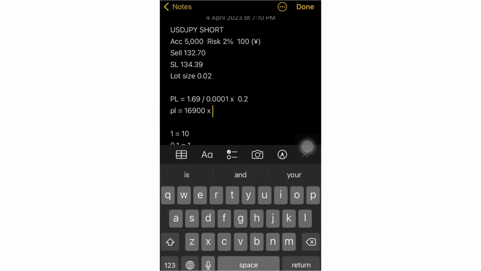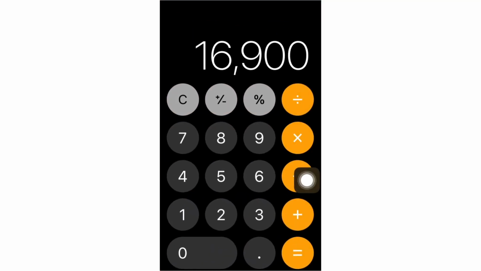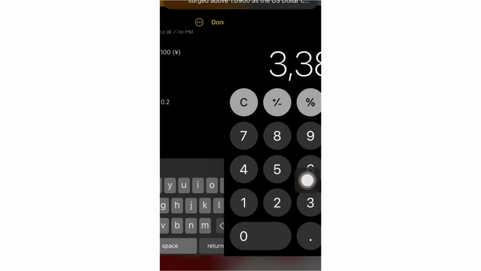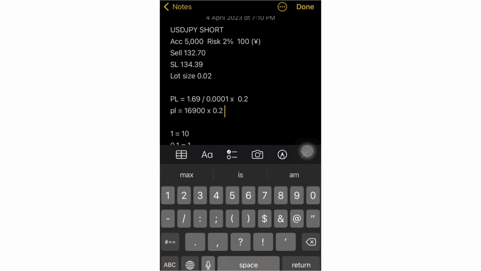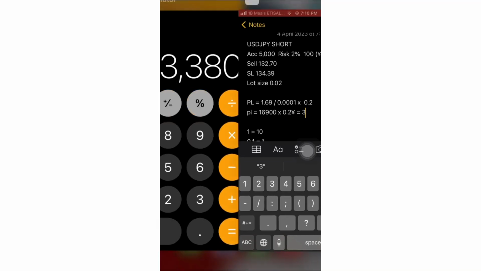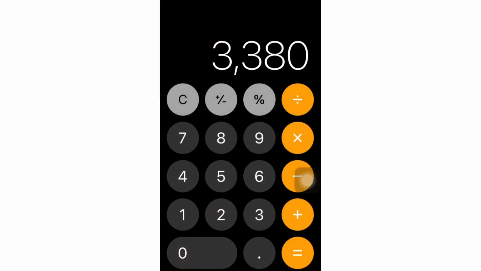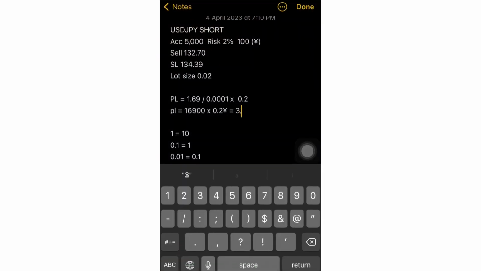16,900 times 0.2, right? Times 0.2. We have 3,000 equals to, remember this is in yen, we're going to have 3,380, sorry, 3,380 yen.